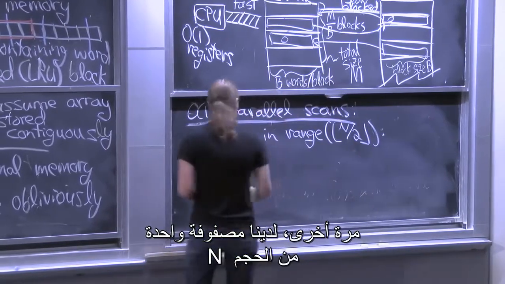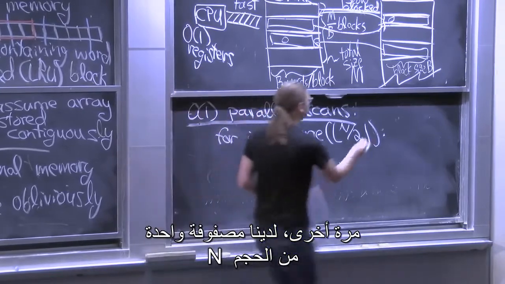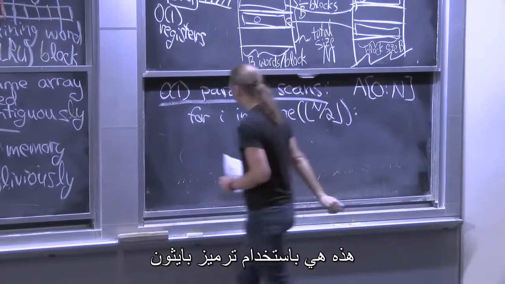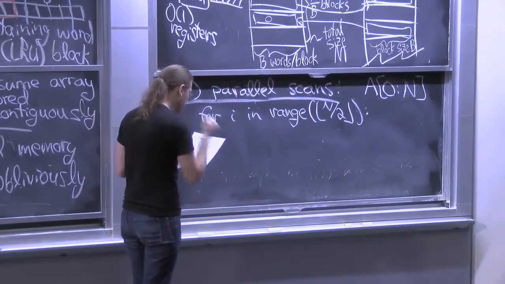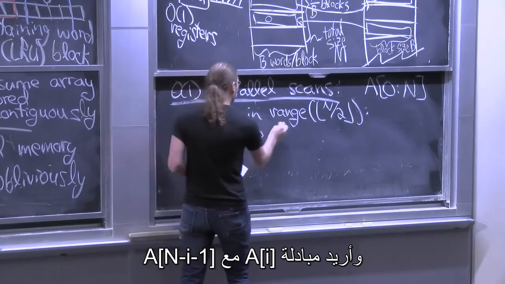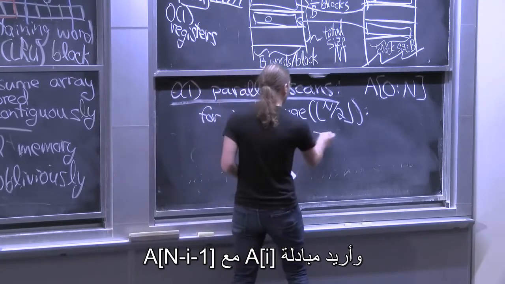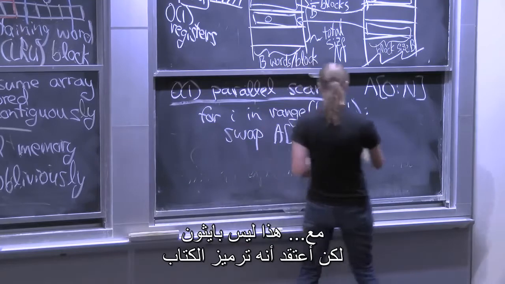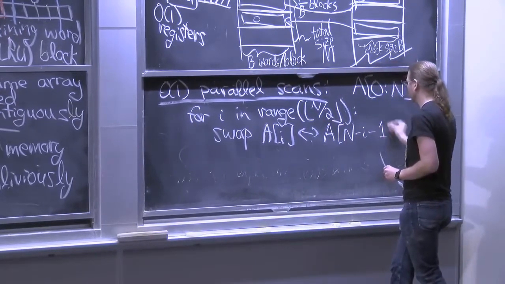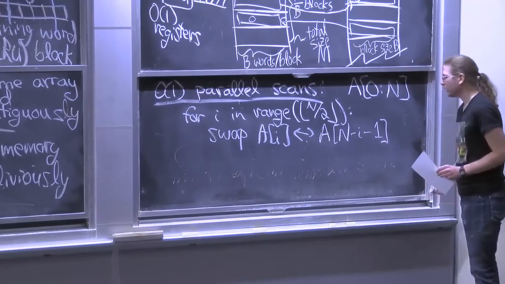Again, we have one array of size n. In Python notation, that would be the whole thing. And what I want to do is swap A[i] with, this is not Python, but I think textbook notation. But you know what swap means.